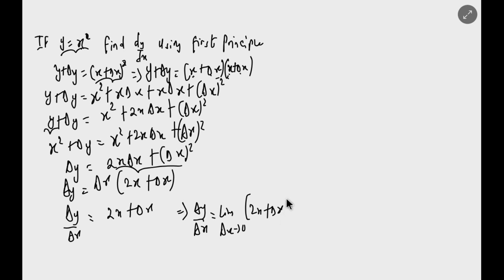If you take the limit as change in x tends to 0, that is if change in x is 0, we are going to have change in y over change in x is equal to 2x plus 0, and that will give us 2x. So therefore the derivative of y is 2x.